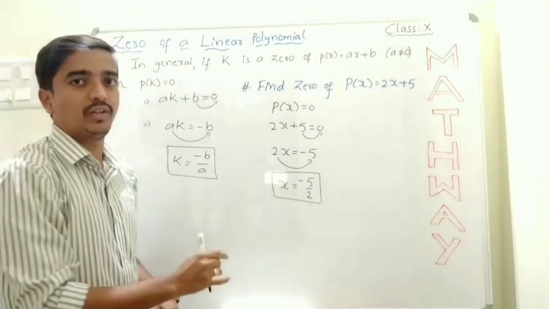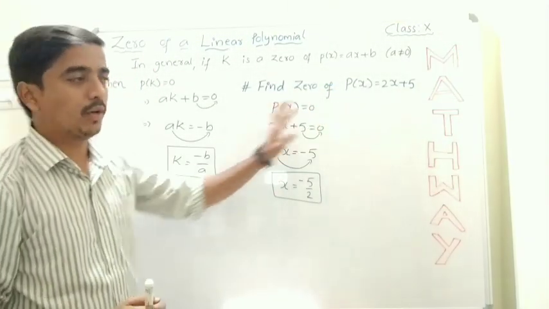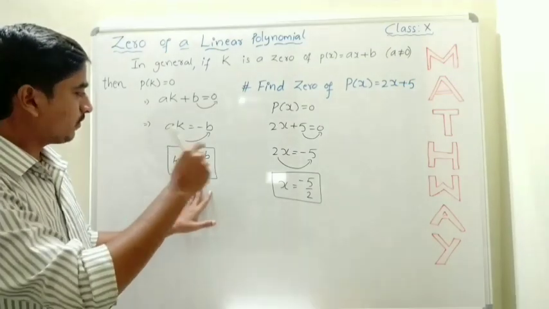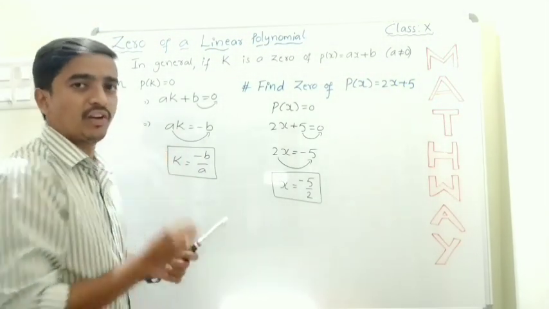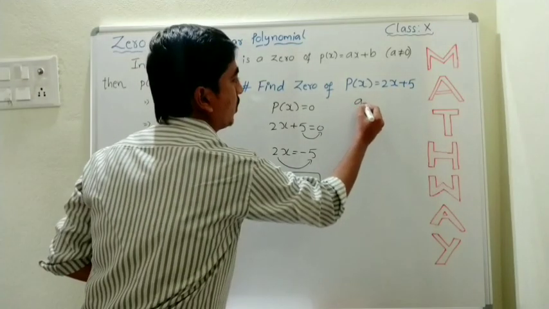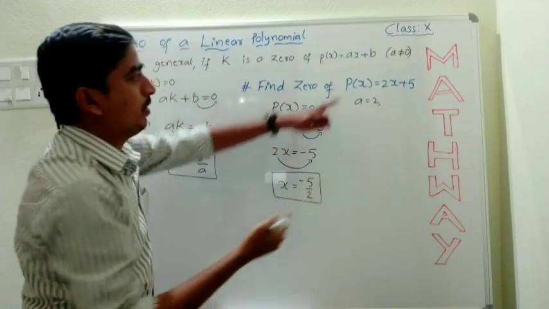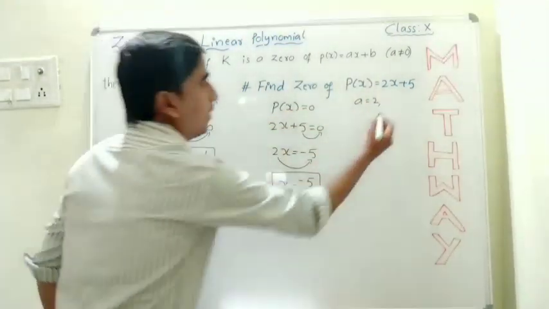So minus 5 by 2 is the 0 of the given polynomial. We can find the 0 of a polynomial by using the relation between the zeros and coefficients. Here, the 0 of a linear polynomial is minus b by a. A linear polynomial is ax plus b. By comparing these two terms, here a value is 2 and b is 5.